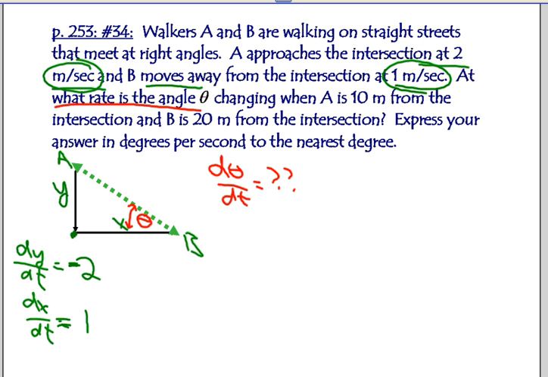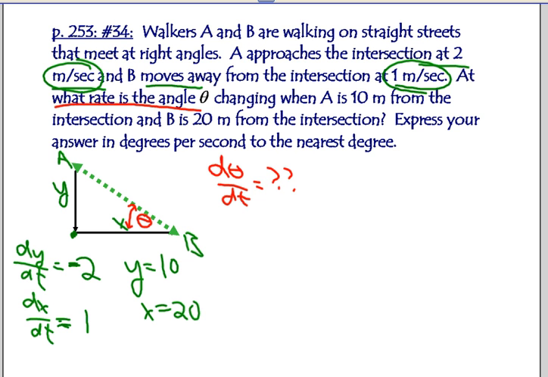So it would be when y equals 10. A is 10 meters from the intersection. And B is 20 meters, so when x equals 20. All right, express your answer in degrees per second to the nearest degree. And again, in terms of AP, that should bother you a little bit, that last part of the question, because we know we're going to use radians. And to the nearest degree, they usually want 3 decimal places. But we'll work with that at the very end.